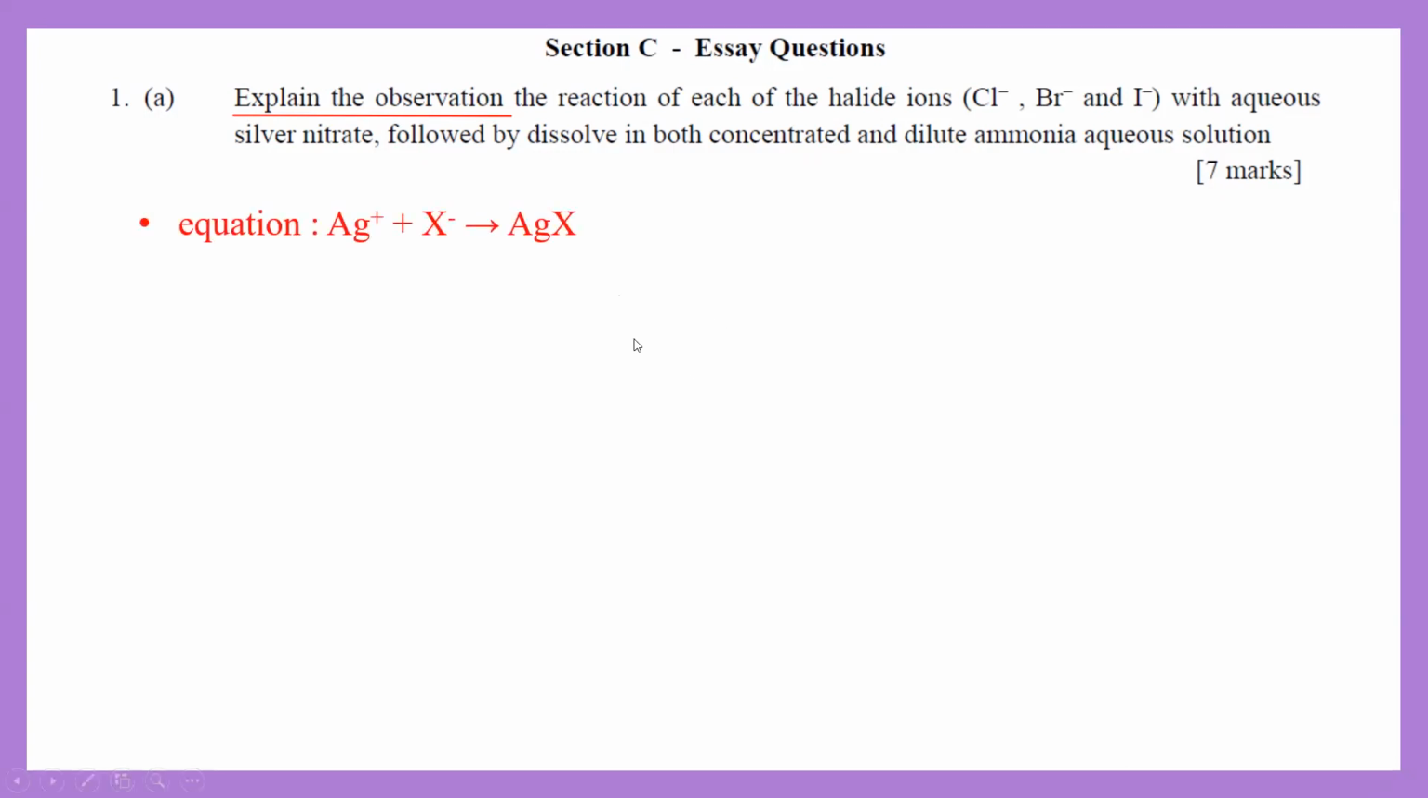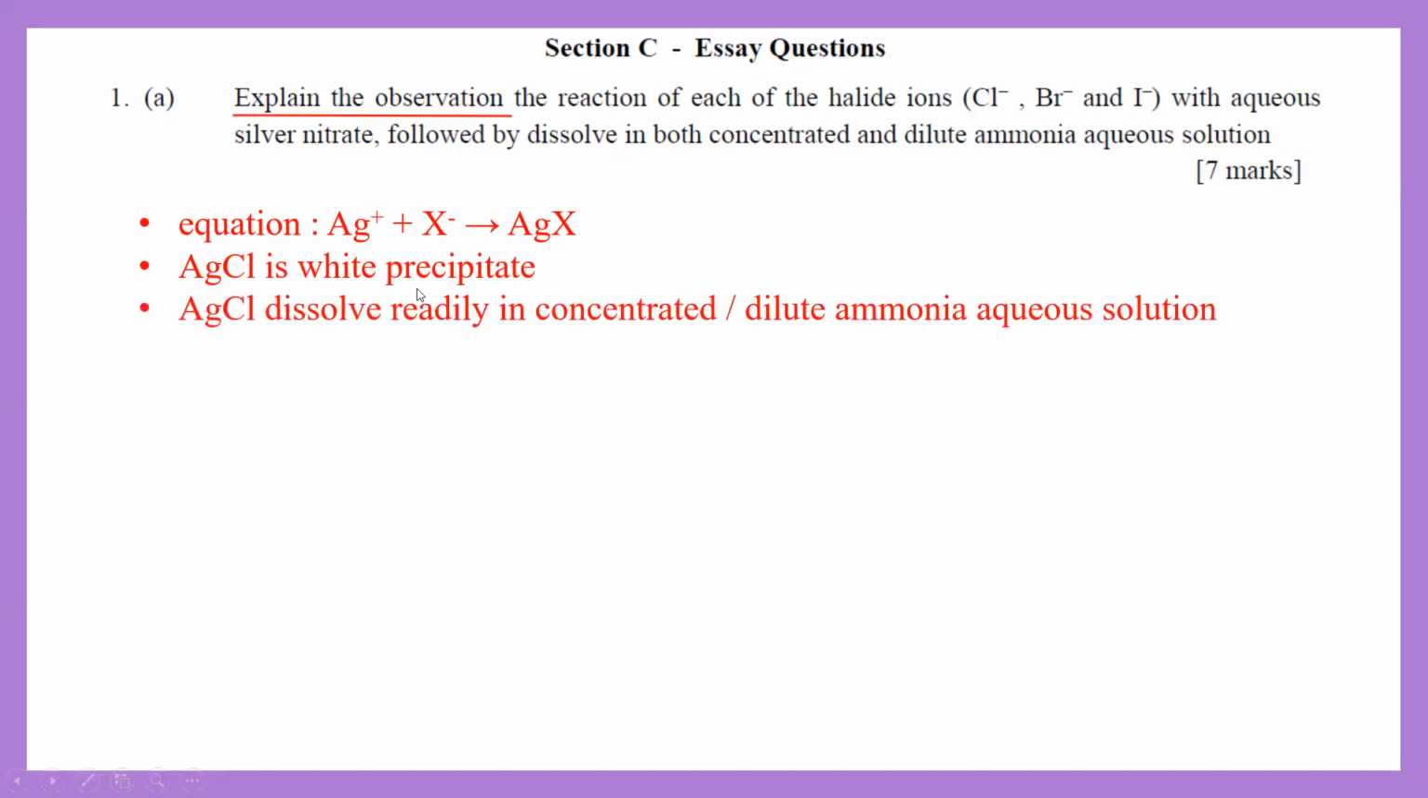So you start from Ag+ + X- giving AgX, because these are very general equations that represent all chloride, bromide, and iodide. AgCl is a white precipitate. It dissolves readily in both concentrated and dilute aqueous ammonia solution. I must mention both of them, in order to form the complex [Ag(NH3)2]Cl.